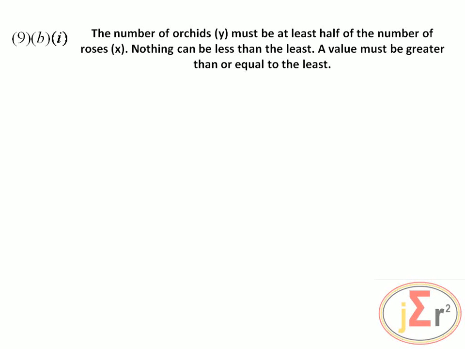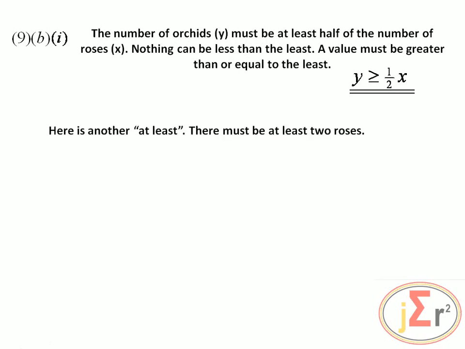Nothing can be less than the least. A value must be greater than or equal to the least. It cannot be less than the least. It must be greater than or equal to the least. Therefore, we have what? y is greater than or equal to half of x, because it cannot be less than the least.